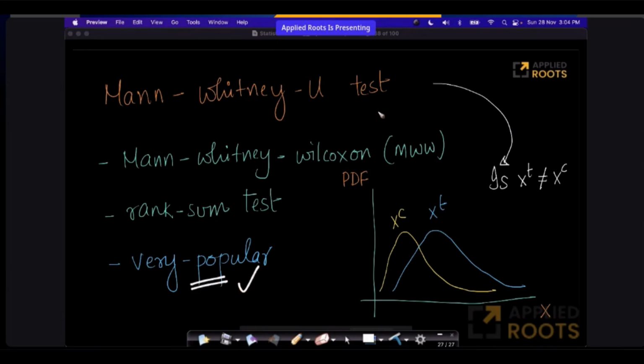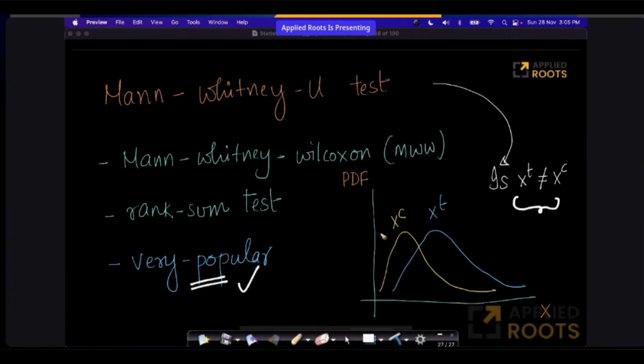What it tells you is this. Imagine if you have two random variables, one random variable corresponding to control, one to treatment. It is basically trying to say, are these distributions the same or not? It doesn't talk about greater than or less than. All that it's trying to say here is, are these distributions the same or not? Very simple question. That's what it's trying to answer.